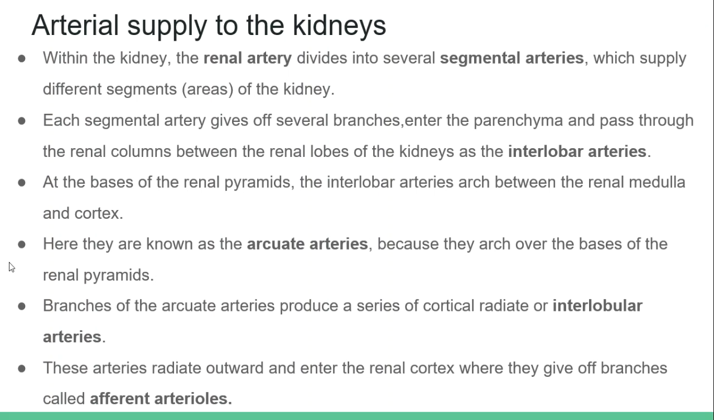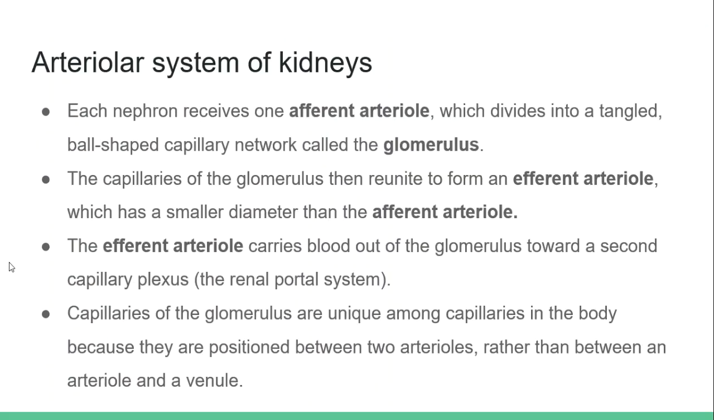Here they are known as the arcuate arteries because they arch over the bases of the renal pyramids. Branches of the arcuate arteries produce a series of cortical radiate or interlobular arteries. These arteries radiate towards and enter the renal cortex, where they give off branches called afferent arterioles.